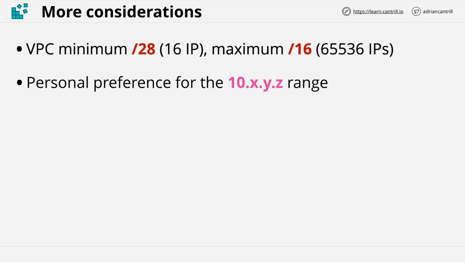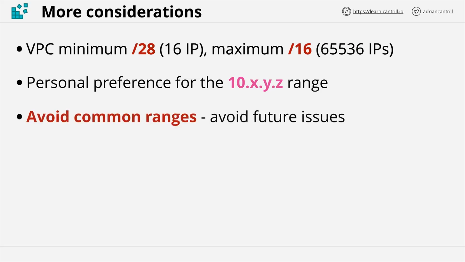I also find it important to avoid common ranges, and in my experience this is logically 10.0 because everybody uses that as a default, and 10.1 because as human beings everybody picks that one to avoid 10.0. I'd also avoid anything up to and including 10.10 to be safe, and just because I like base 2 numbers, I would suggest a starting point of 10.16.